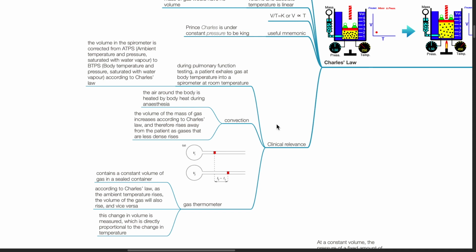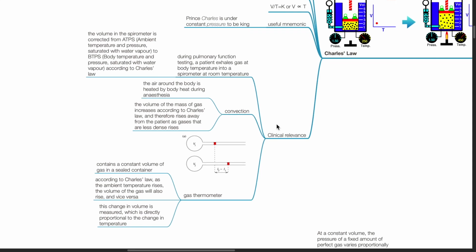The gas thermometer contains a constant volume of gas in a sealed container. According to Charles's law, as the ambient temperature rises, the volume of the gas will also rise and vice versa. This change in volume is measured, which is directly proportional to the change in temperature.